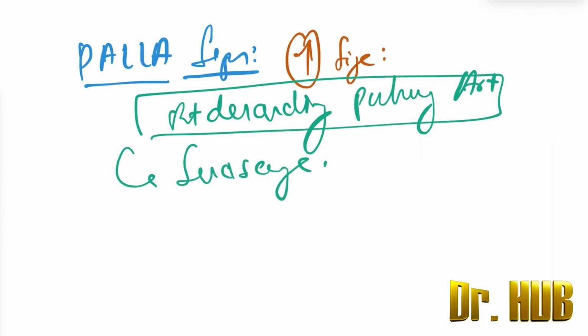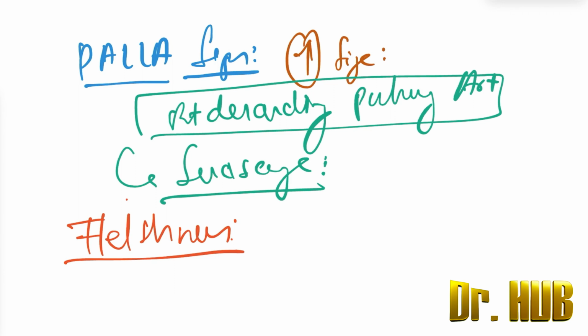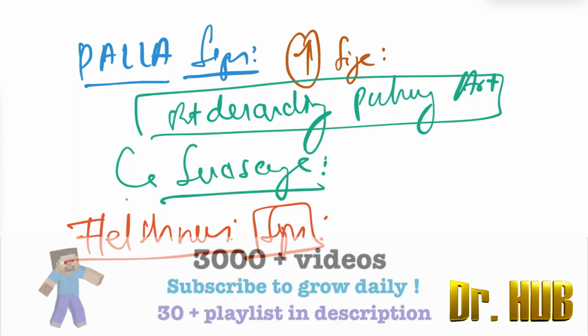Next, we look at something known as the Fleischner sign, F-L-E-I-S-H-N-E-R. This Fleischner sign is nothing but an enlarged pulmonary artery.